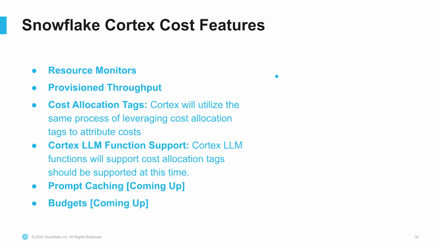Finally, we have the exciting prompt caching upcoming as a feature, and this will overall reduce redundant token processing costs by storing the output of common prompts, preventing the LLMs from recalculating the same result multiple times.